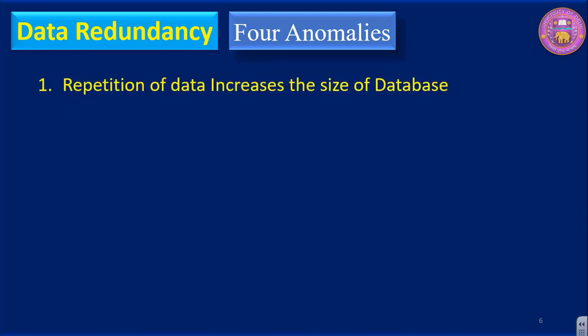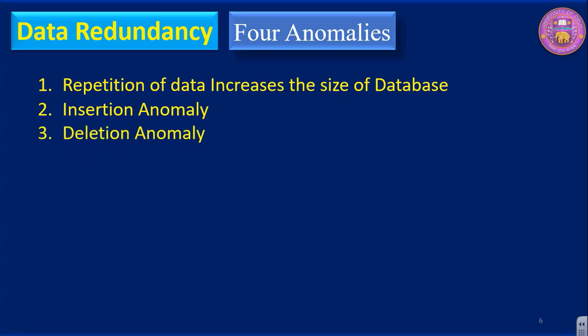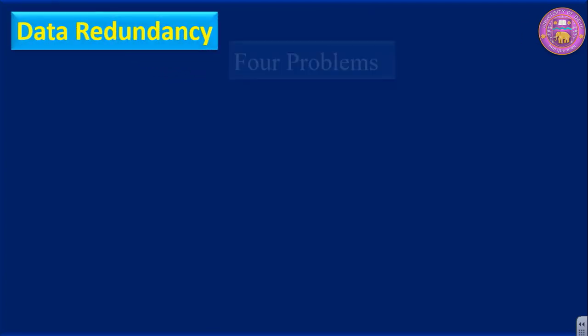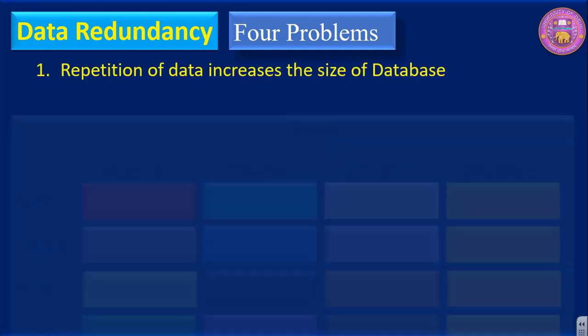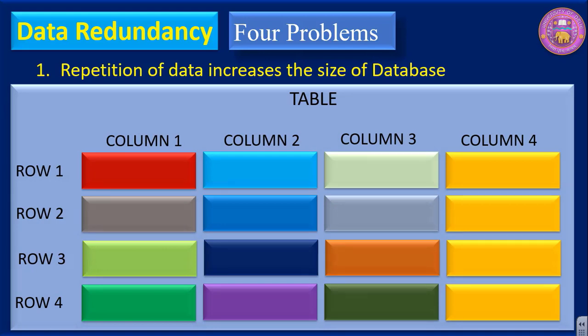The first one is repetition of data increases the size of database. Second is insertion anomaly. The third one is deletion anomaly. The fourth one is updation anomaly. Repetition of data increases the size of database. Here you can see it in this particular table. The information in column 4 gets repeated in every row. The same color shows that it is a repetition of information in column number 4.